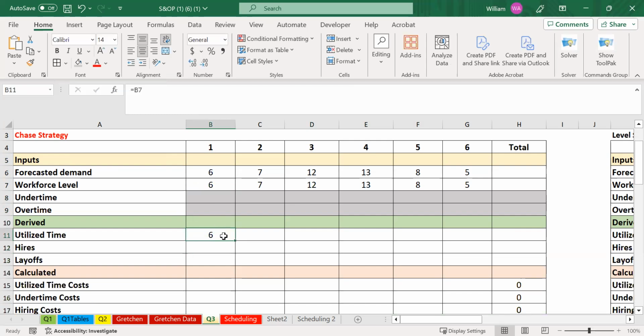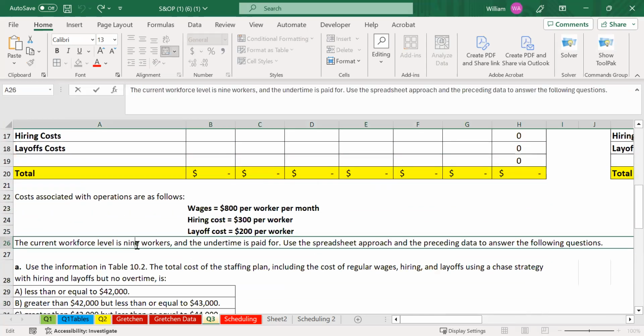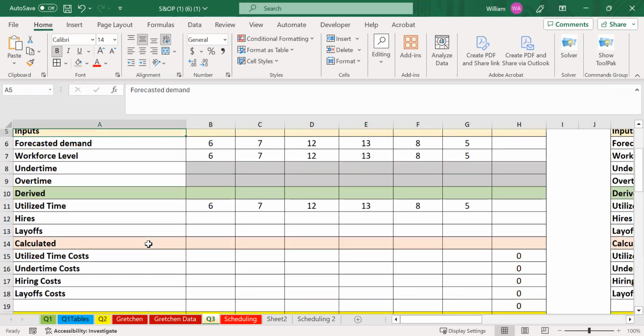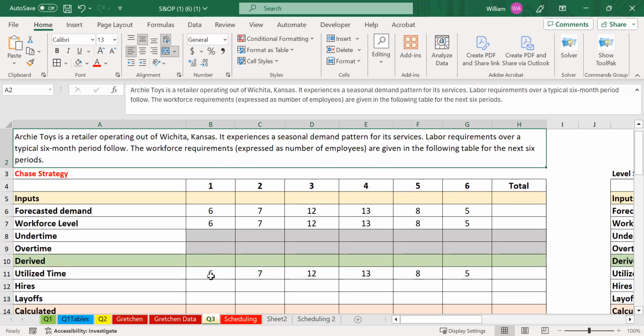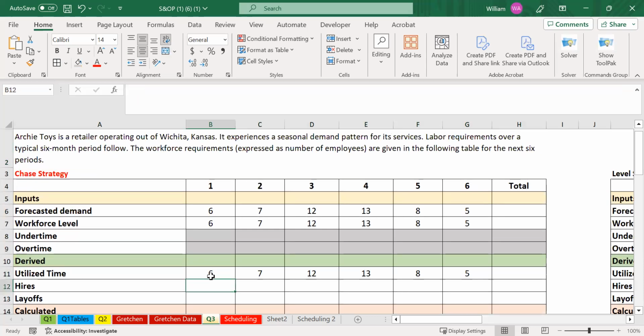So for the first month, we had 6 workers, then we increased that to 7, then to 12, then to 13, then reduced it to 8 and to 5, right? I'm just mimicking the numbers up here. But it also means that we have a whole bunch of hiring and laying off. We started off with a total of 9 workers. That's what we're told here. So if we started off with 9 workers in December, but we only need 6 workers, it means we need to lay off 3 workers.